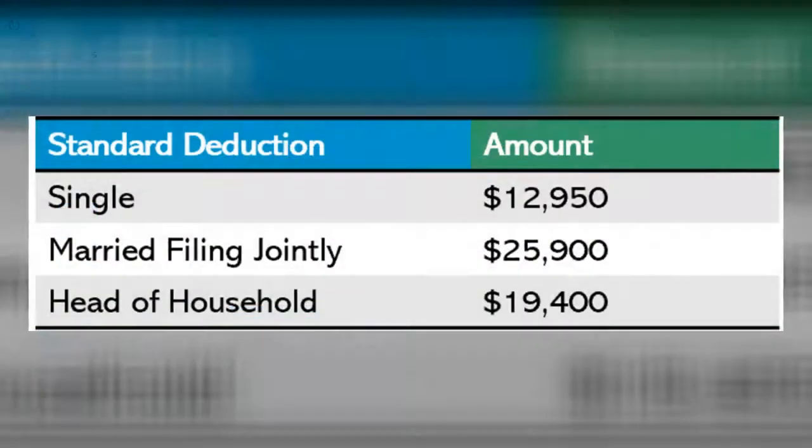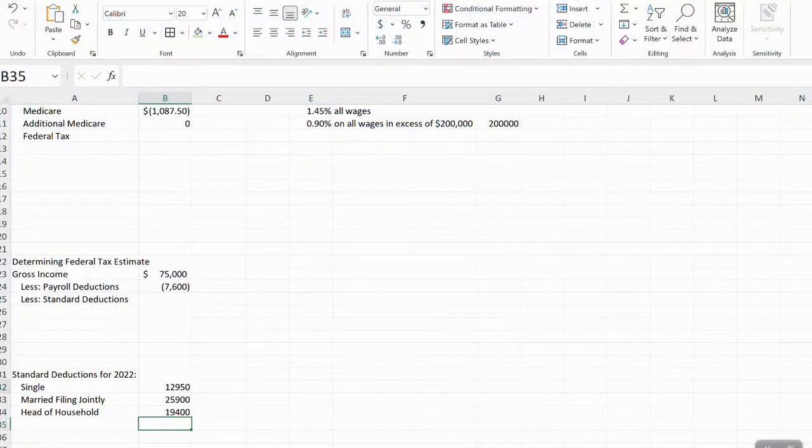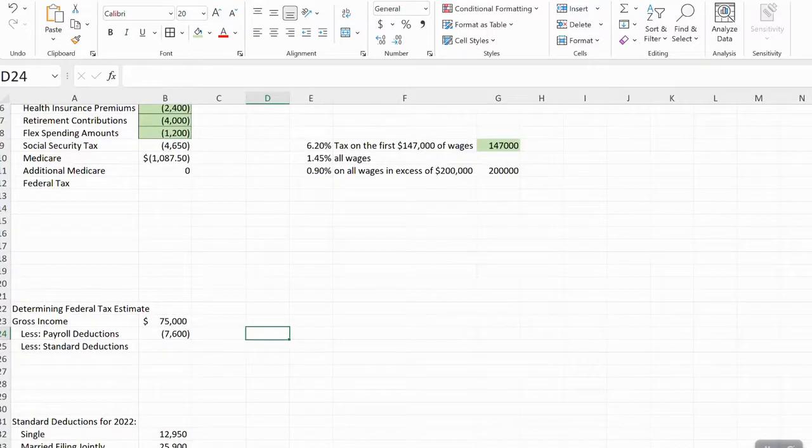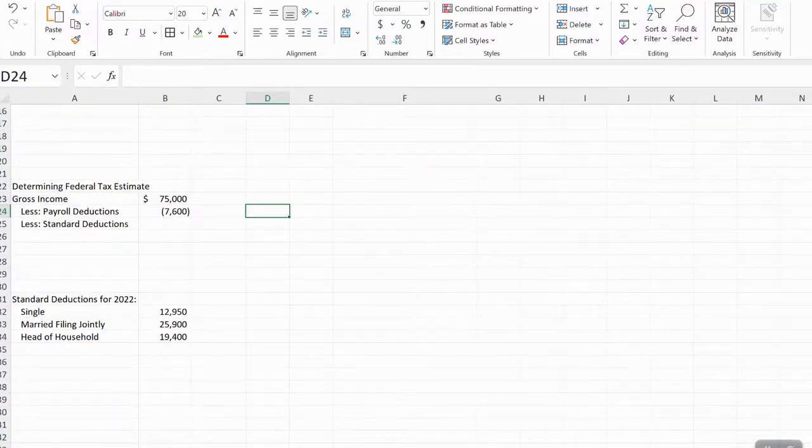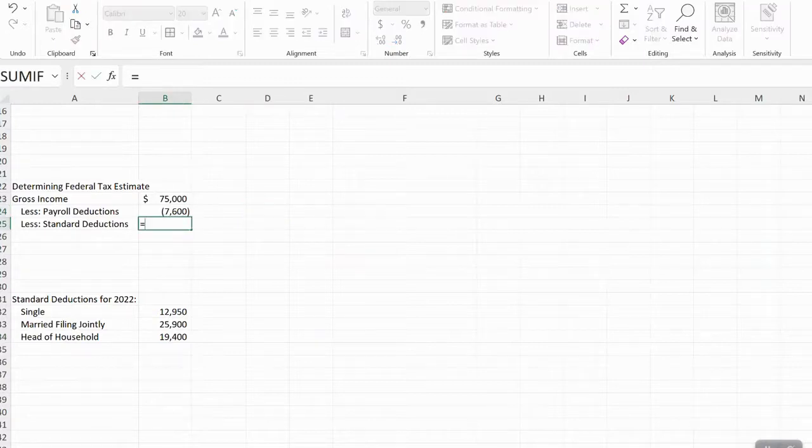In 2022, the standard deduction for single is $12,950. Married filing jointly is $25,900. And if you're head of household, meaning you're single but you have children, you get a deduction of $19,400. You may want to pause this video for a minute to put the amounts in Excel. I'm going to do that as well. These are just amounts that the government prescribes, and they increase every year, usually by a couple hundred dollars for inflation. So our federal tax estimate, we are going to reduce it by our standard deduction.